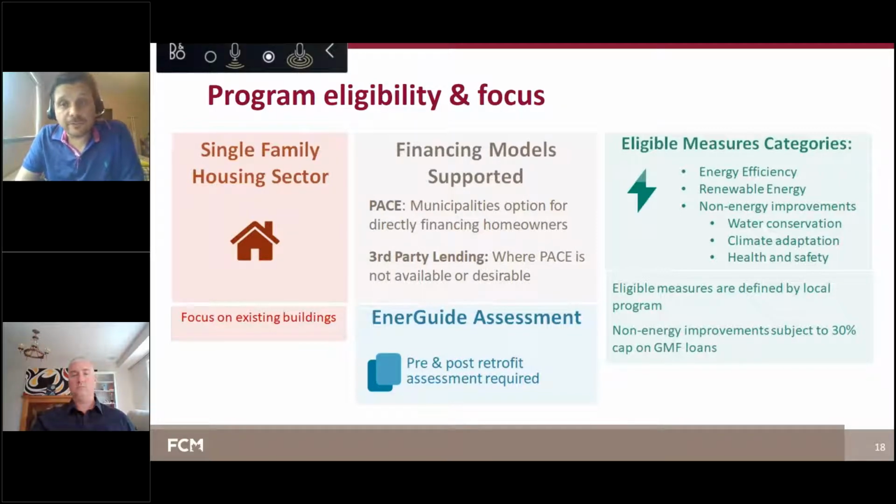Another neat feature of the program is that on a limited basis, we also support non-energy improvements. So while you may be introducing an energy program, there's also flexibility to bring in water conservation, basement floodproofing, or other climate adaptation measures, health and safety, things like mold remediation or upgrading electrical panels to code. These are additional measures that can be supported through this program, and GMF can provide funding to support the non-energy improvements also.